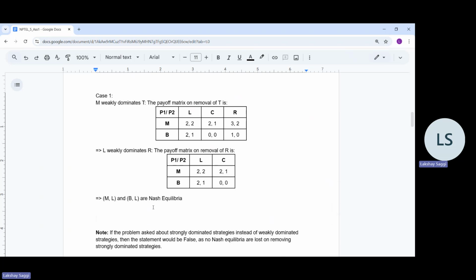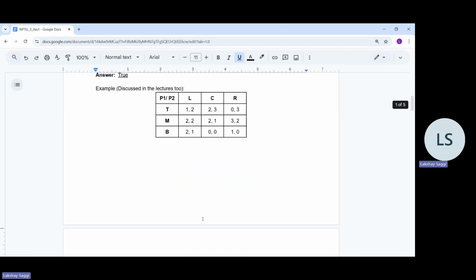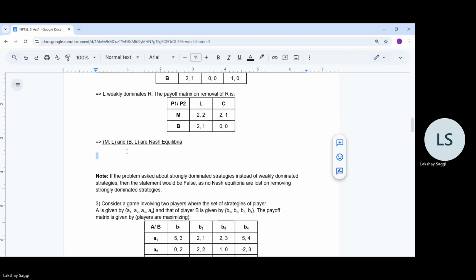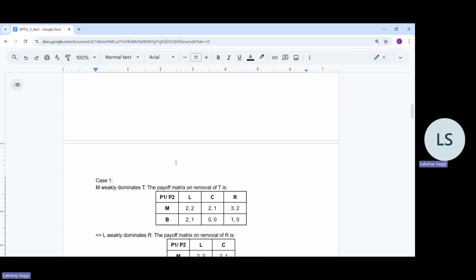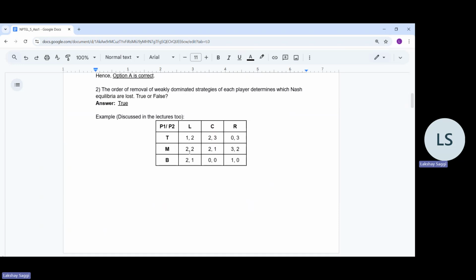But now let's say we consider case two. So this was the case when we considered M dominates T and then L dominates R and something like that. But this was our original payoff matrix, right? And now suppose we instead start with removing some other strategies. So case two will be we start removing some other strategies. Here we saw that M weakly dominates T, so we chose to remove T. But now if we start with this instead, let's just look at the strategies B and M, then we can see that again strategy M dominates strategy B.